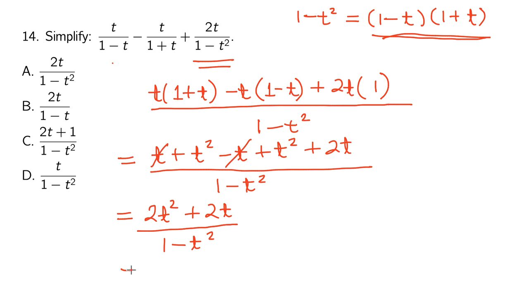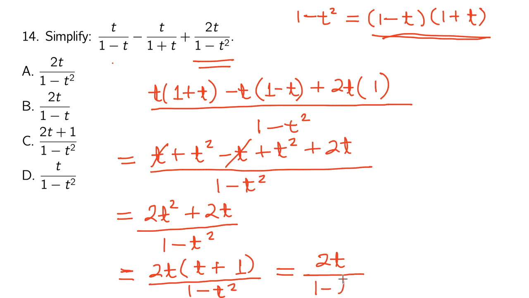Now here we can factorize the numerator. We can bring 2t out to get t plus 1 all over 1 minus t squared. Now if you recall again that 1 minus t squared is equal to 1 minus t times 1 plus t, and 1 plus t is the same as t plus 1, then you can simplify this as the t plus 1 will cancel to give 2t over 1 minus t. So looking at the options, our answer is B.